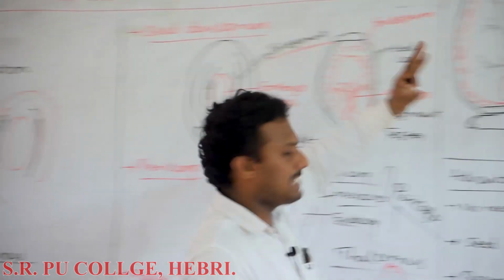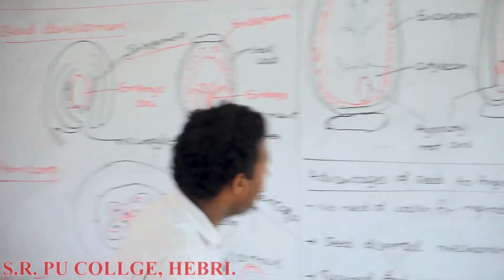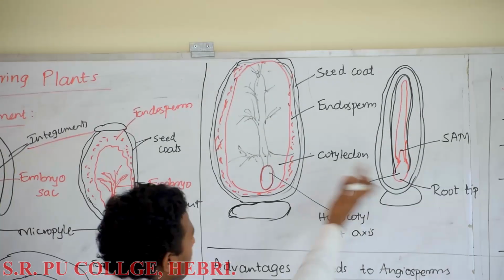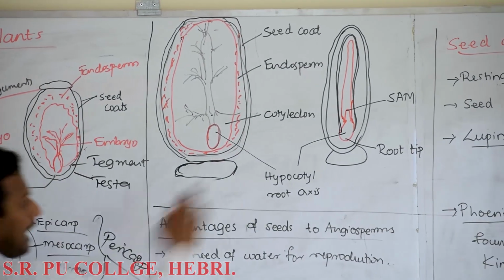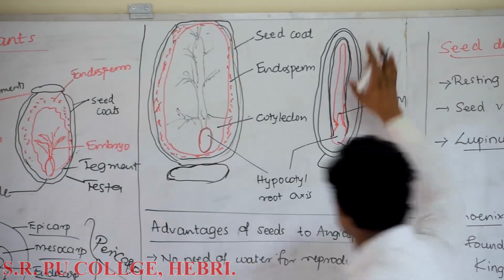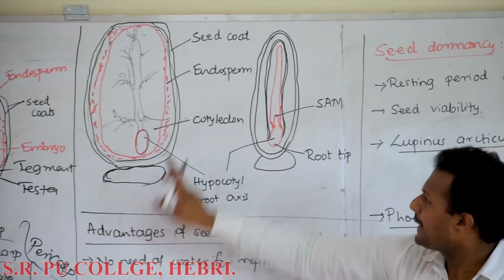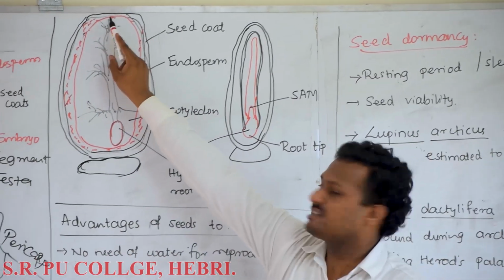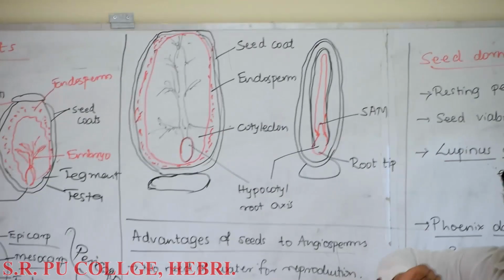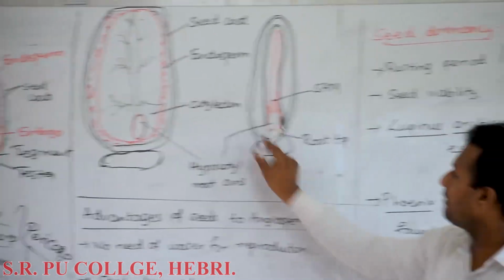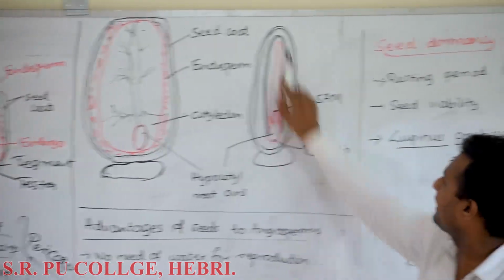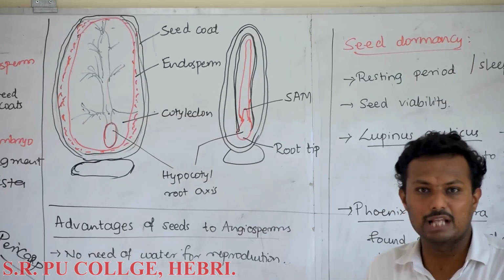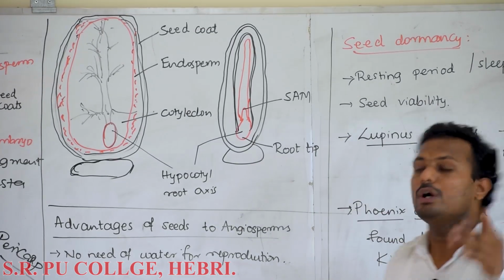Now, let us see a few diagrams of the seed. See here, this is a detailed diagram. This is a mature embryo we can see here, and this is also a similar diagram. Here falls the micropyle, and the development of the embryo takes place, and this is the embryonal axis. This central axis is called the embryonal axis, and the embryo develops.